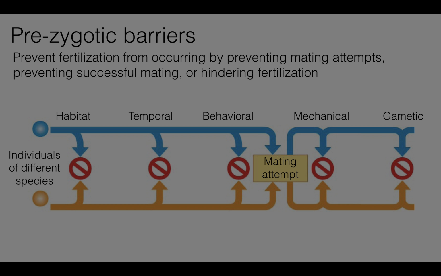So all of these different barriers that we've talked about so far, habitat, temporal, behavioral, mechanical, and gametic barriers, all prevent fertilization from occurring, by preventing mating attempts or by preventing successful mating or fertilization. These are called prezygotic barriers because they occur before a zygote forms. Okay, prezygotic.